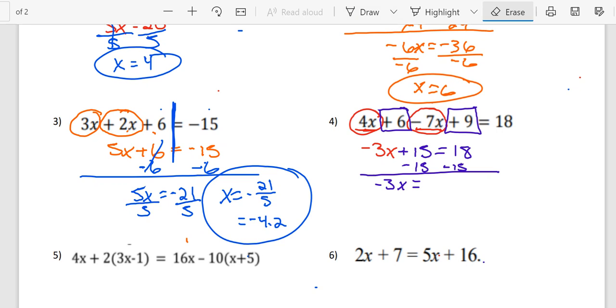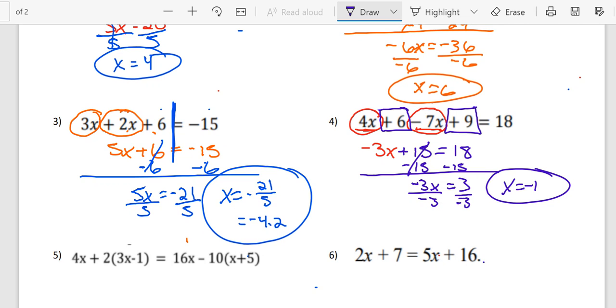Equals, sorry, I'm just going to move this down. I hate when I'm not really lined up. Chances out. So it's going to be negative 3x equals 3. Divide by a negative 3. We get x equals negative 1.